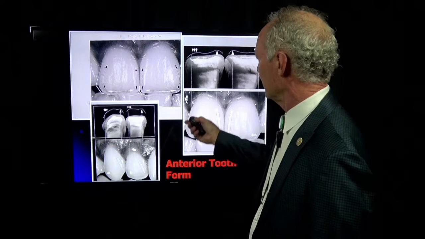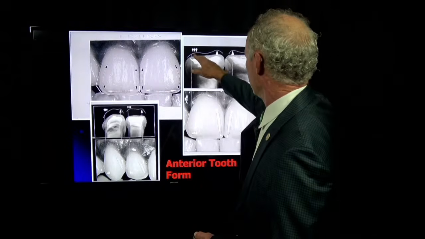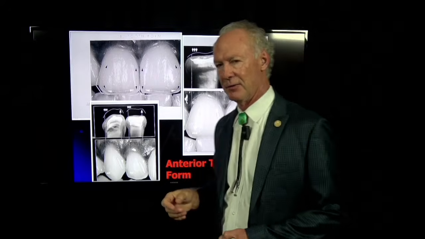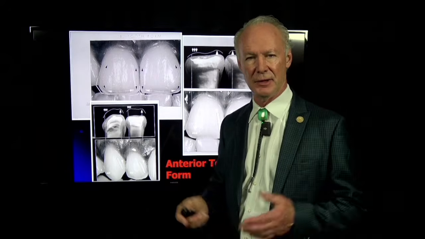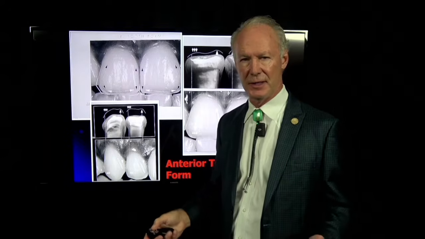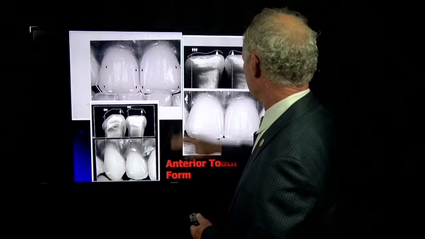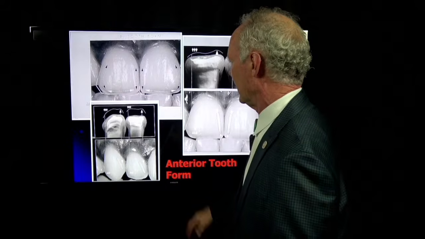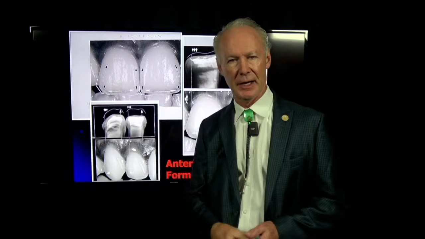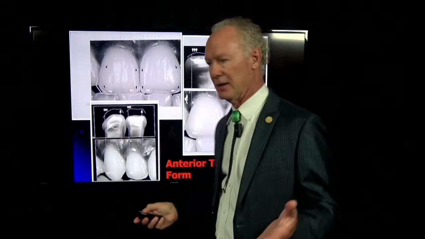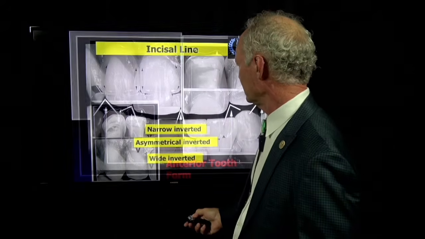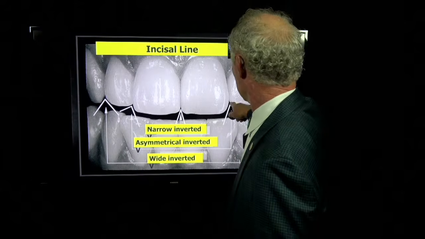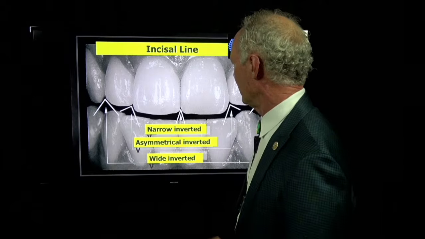Then the tooth form is significant. You want a little indented part right here. Light refraction and reflection has a lot to do with the natural look of restored teeth. So you don't want a flat surface because if there's no anatomy in the surface of the tooth, the light will bounce straight back and it'll look unaesthetic, it'll look unnatural. So these are the inverted areas.